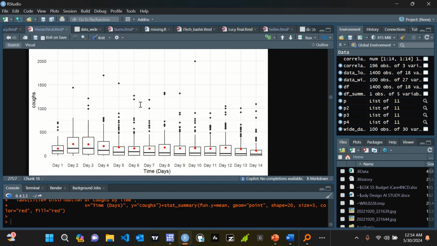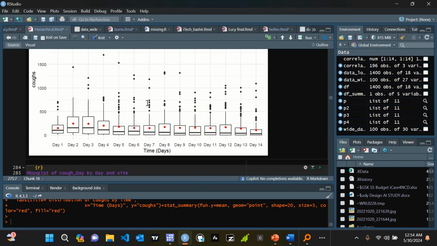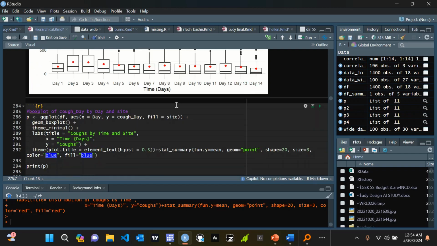So what happened to the cough plot? The coughs per day. So you see the dot is the mean. You see that the mean went up and slightly reduced. Even the middle bar is the median. You see the median slightly went down. So this gives you an idea what happens.